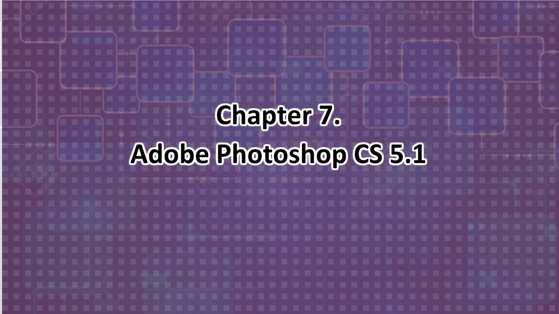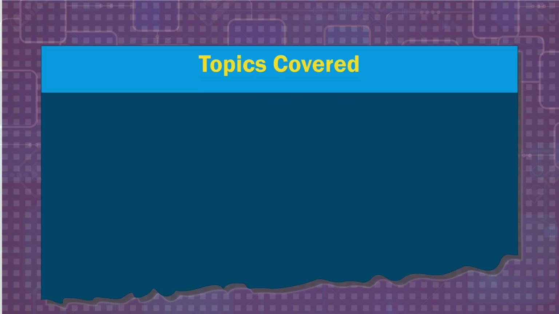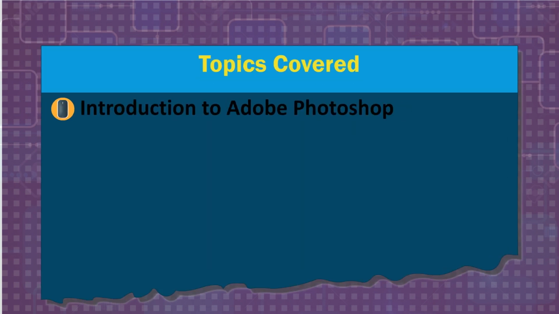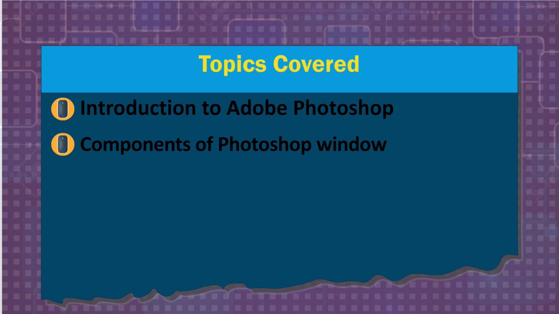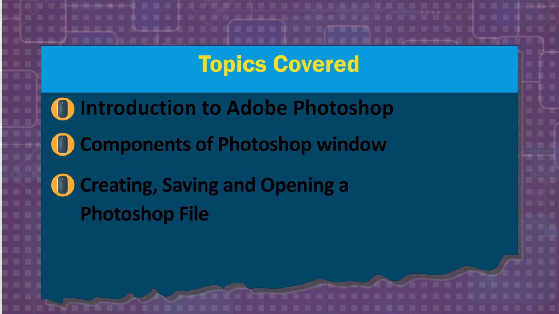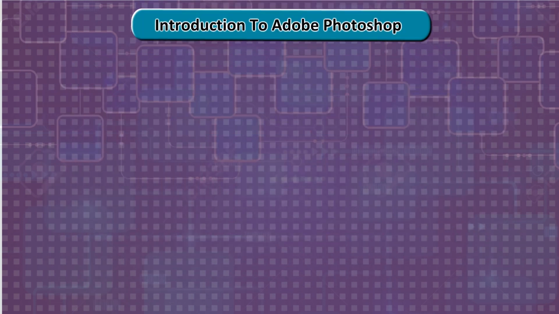Chapter 7. Adobe Photoshop CS 5.1. Topics covered. Introduction to Adobe Photoshop. Components of Photoshop window. Creating, saving and opening a Photoshop file. Working with Photoshop tools.